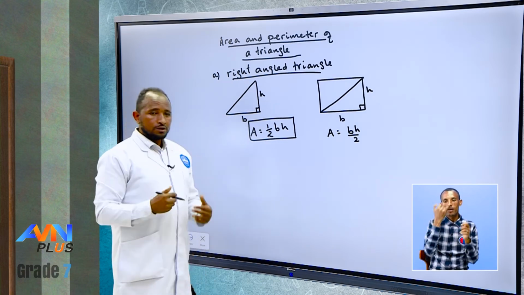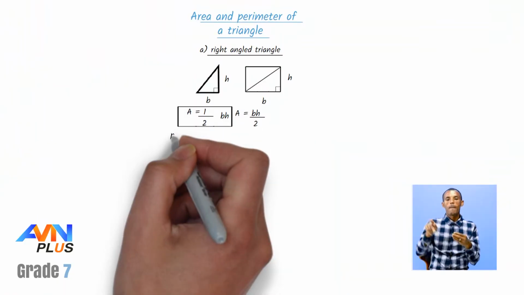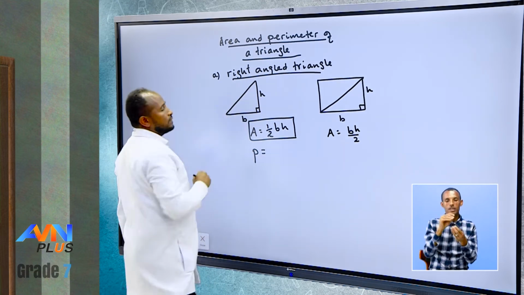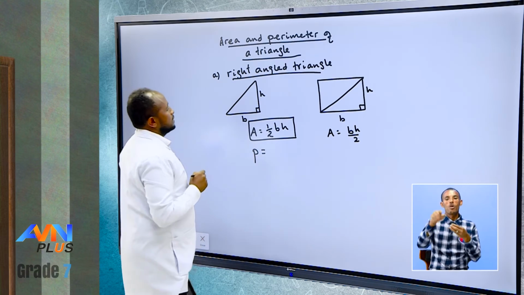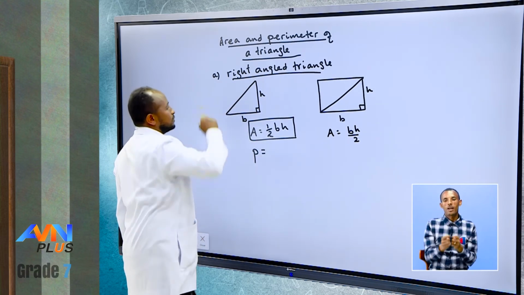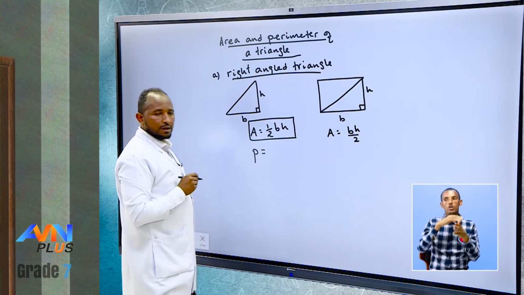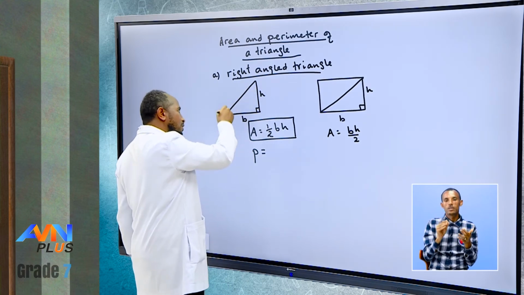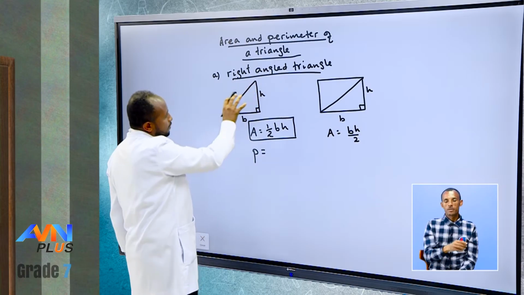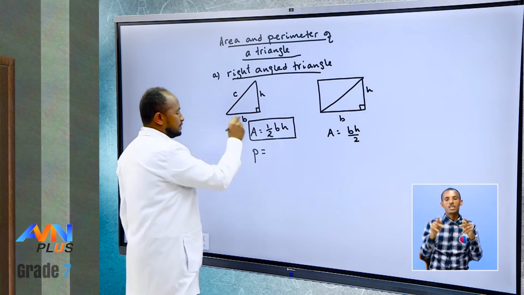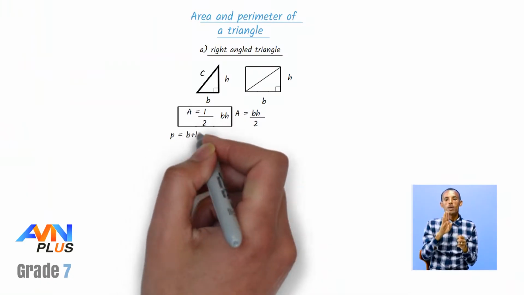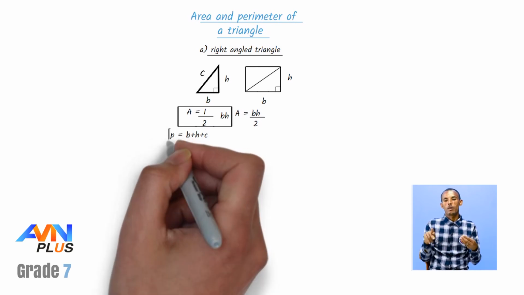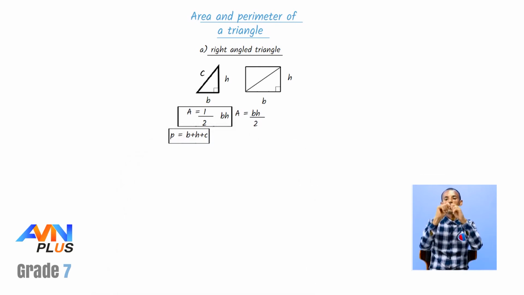And if we are asked to calculate the perimeter of a triangle, simply you add each side of the triangle, or you move around the triangle and you find the total length of the boundary of this triangle. Therefore, here you have this side is B. Let's assume the length of this side to be C. Therefore, from this picture, the perimeter of this triangle will be B plus H plus C. This will be the perimeter of this triangle.